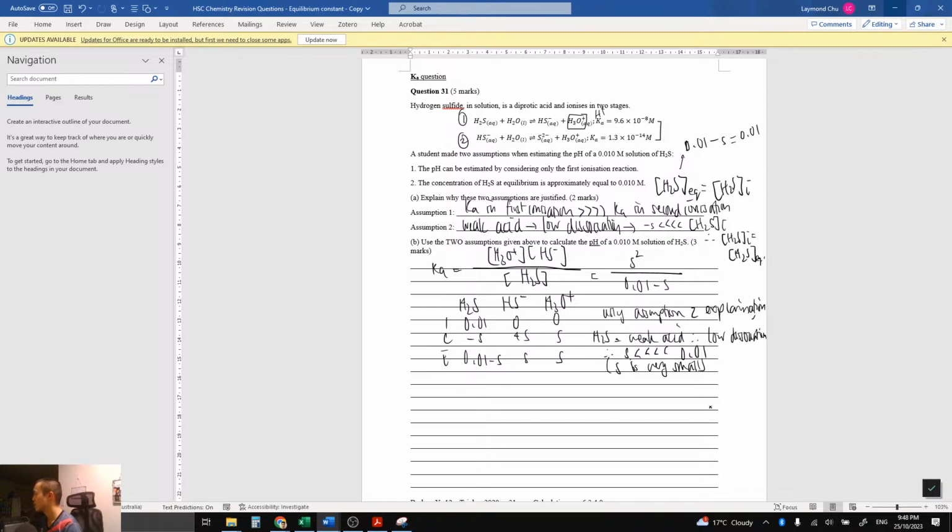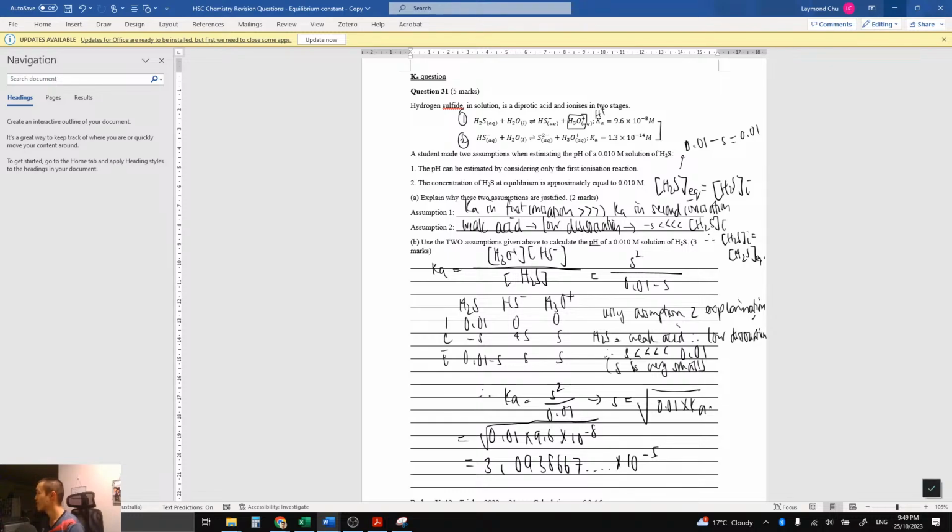Therefore, Ka is just S squared over 0.01. And then we can isolate S, which is the square root of 0.01 times Ka. Now we know our Ka, which is 9.6 times 10 to the negative 8. We can just square root that. And what do we get? We get 3.09386677 times 10 to the negative 5.